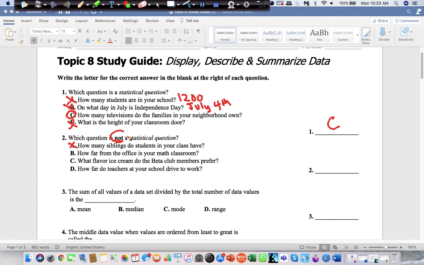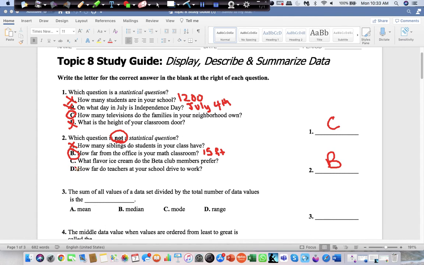We are looking for which one is not a statistical question. How far from the office is your classroom, math classroom? Okay, let's say it's 15 feet. It's not from my room, but let's pretend it is. Then everybody would have the same answer for that. So that is not a statistical question. But let's keep going just to double check.